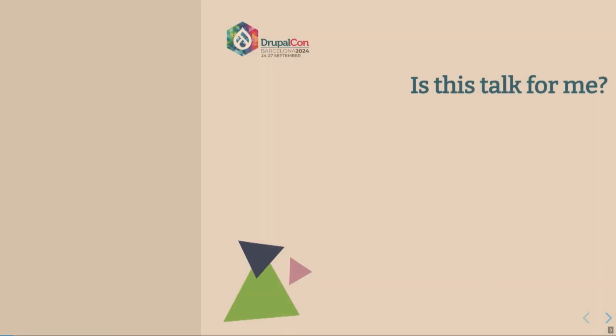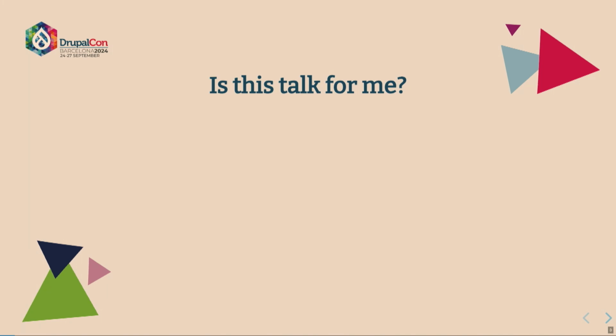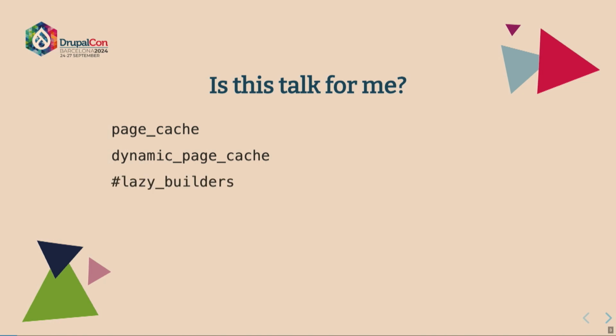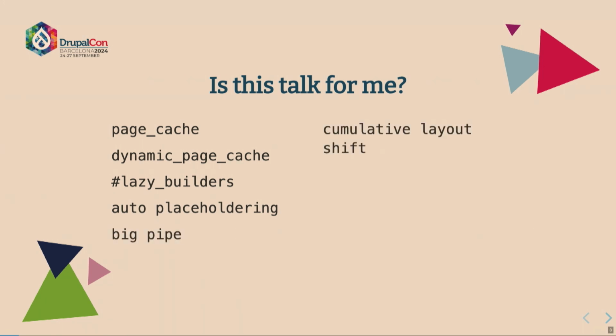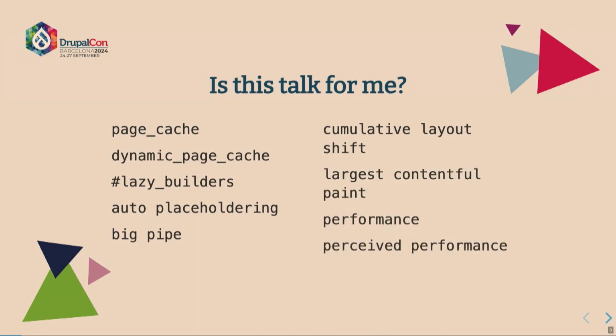First of all, I wanted to introduce which topics we will be covering so that you might self-assess if maybe this talk is not what you expected and you want to go to another one. Feel free. I won't be angry, I promise. Mainly we will be talking about the page cache and the dynamic page cache. We will be discussing lazy builders and placeholders and auto placeholdering and the BigPipe module. And we will be talking about how they affect the Cumulative Layout Shift, largest contentful paint, performance, and perceived performance, which are not the same.